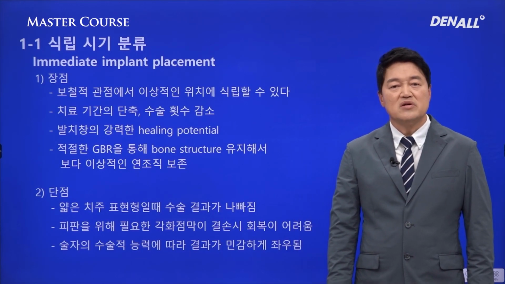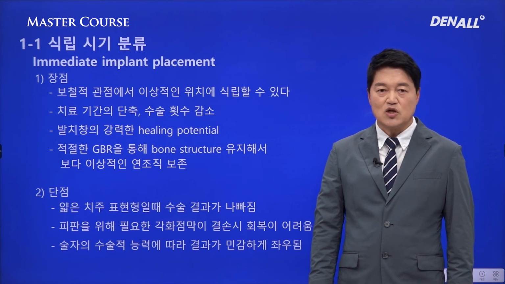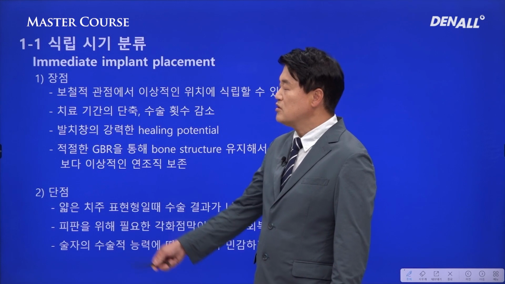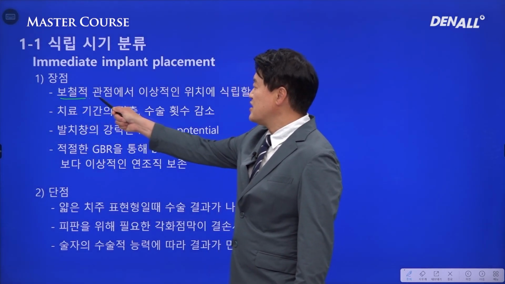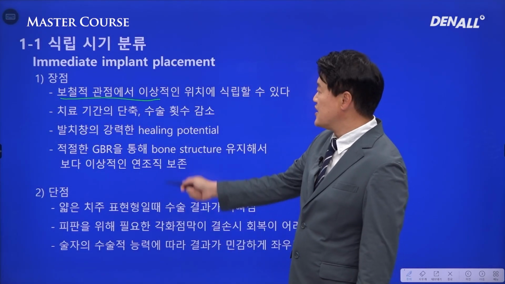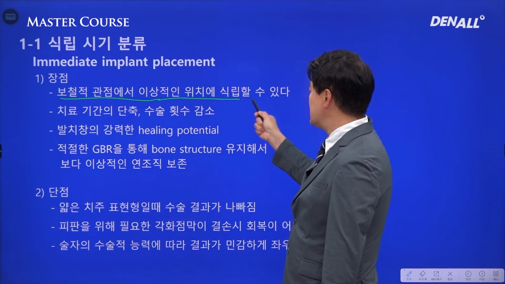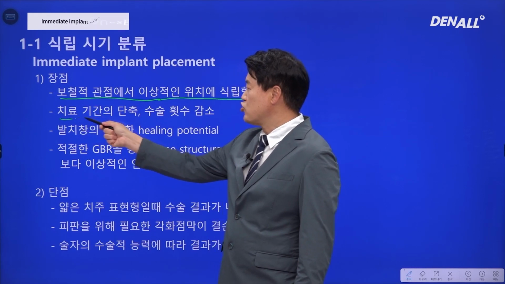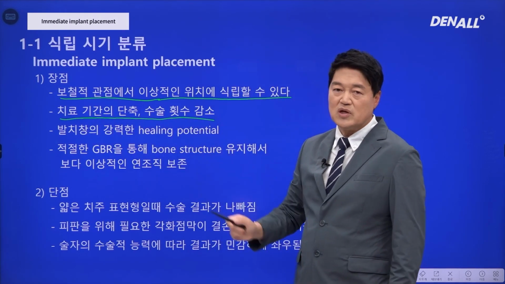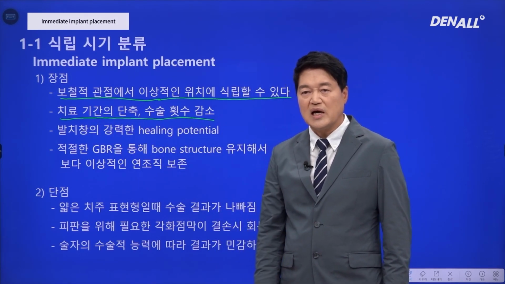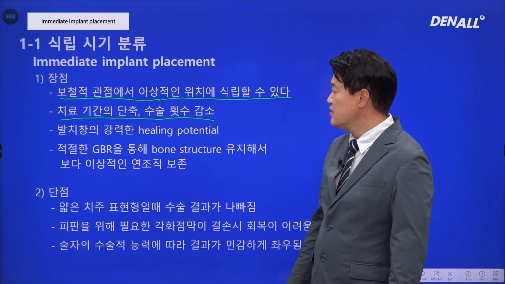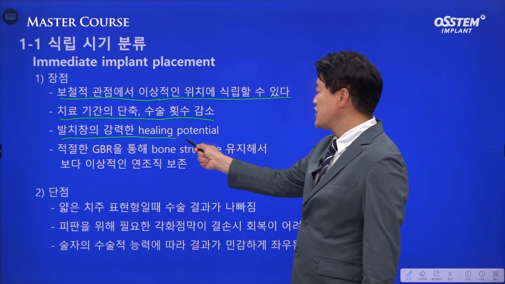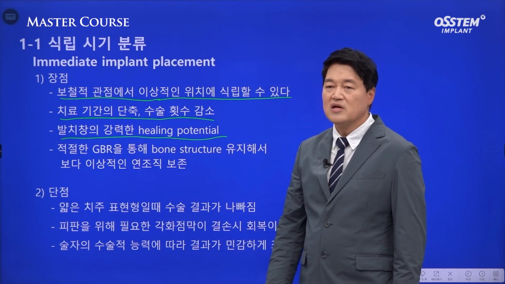Let's look at benefits and downside of immediate implant placement. There are many advantages from prosthodontic perspective because there is very little bone loss. Implant can be placed in ideal position. The biggest advantage is that treatment period is reduced and it is a one-stage surgery, so patients really like it and it's good for surgeons as well. Another advantage is that by using the healing potential of the extraction socket, healing can occur more nicely.